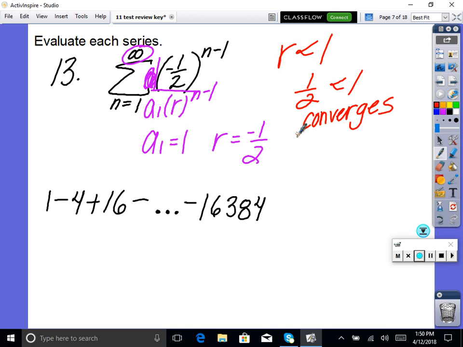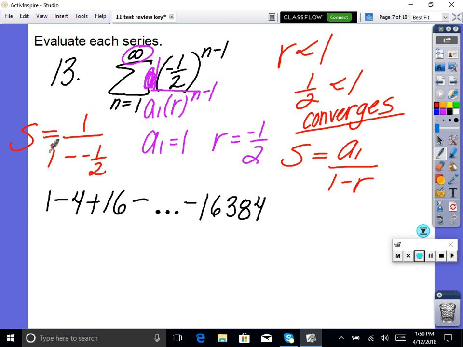So if you can find a sum, it converges, and we have to use the formula s is equal to a sub 1 over 1 minus r. Another formula we have to have memorized. Our a sub 1 was 1, so our sum is equal to 1 divided by 1 minus negative a half. Now, keep in mind when you plug it into the formula, you do actually use if it's positive or negative in the formula. So then that makes it 1 divided by 1 plus a half, which is 3/2. Dividing fractions is easy as pie. Flip the second fraction and multiply. Our answer is 2/3. Our sum actually does come out to be 2/3.